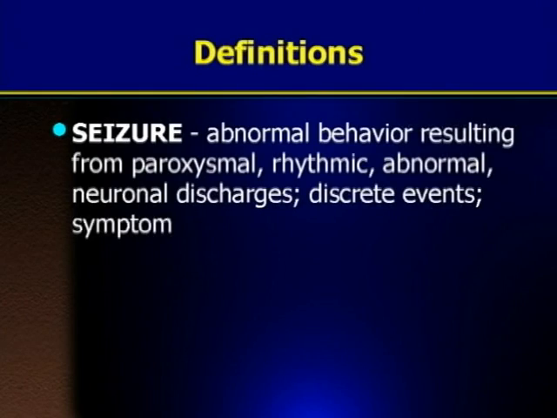The first thing is to define seizure separate from epilepsy. Seizure specifically is an abnormal behavior that results from paroxysmal, rhythmic, abnormal neuronal discharges. And what is meant by that is that paroxysmal is something that starts all of a sudden, continues, and then stops all of a sudden. In common parlance, we might call it a spell. Particularly in the South, we call it a spell.